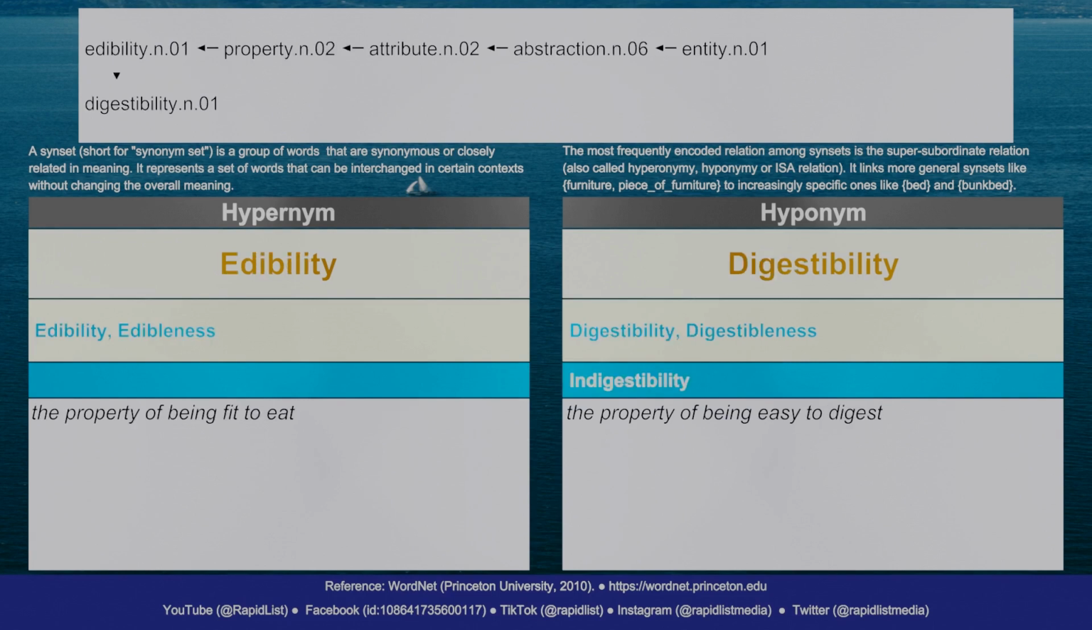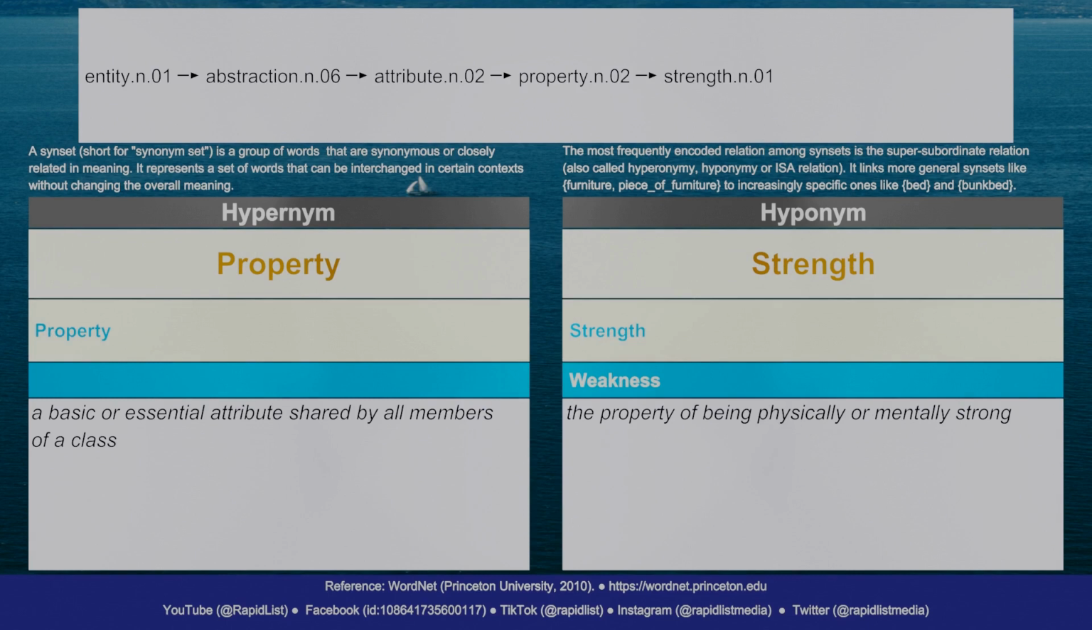Digestibility. The property of being easy to digest. Indigestibility. The property of being difficult to digest. Strength. The property of being physically or mentally strong. Fatigue sapped his strength.